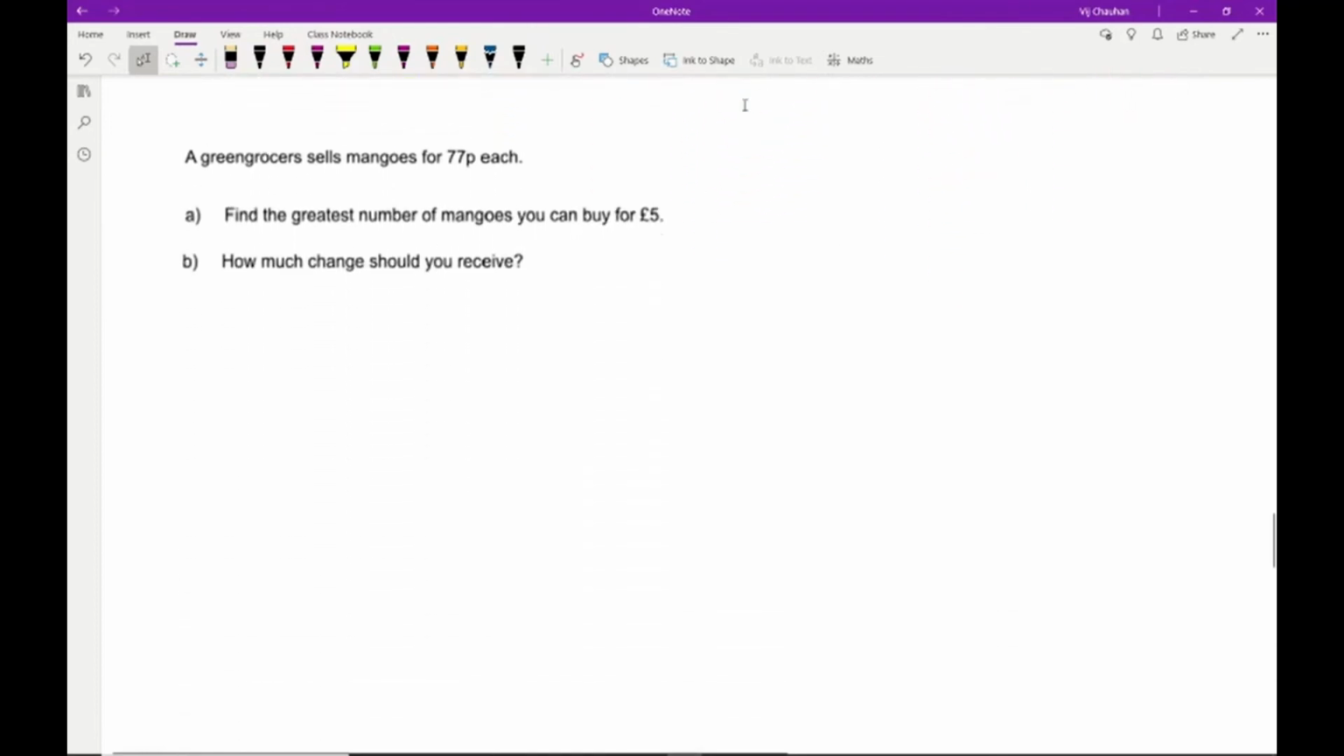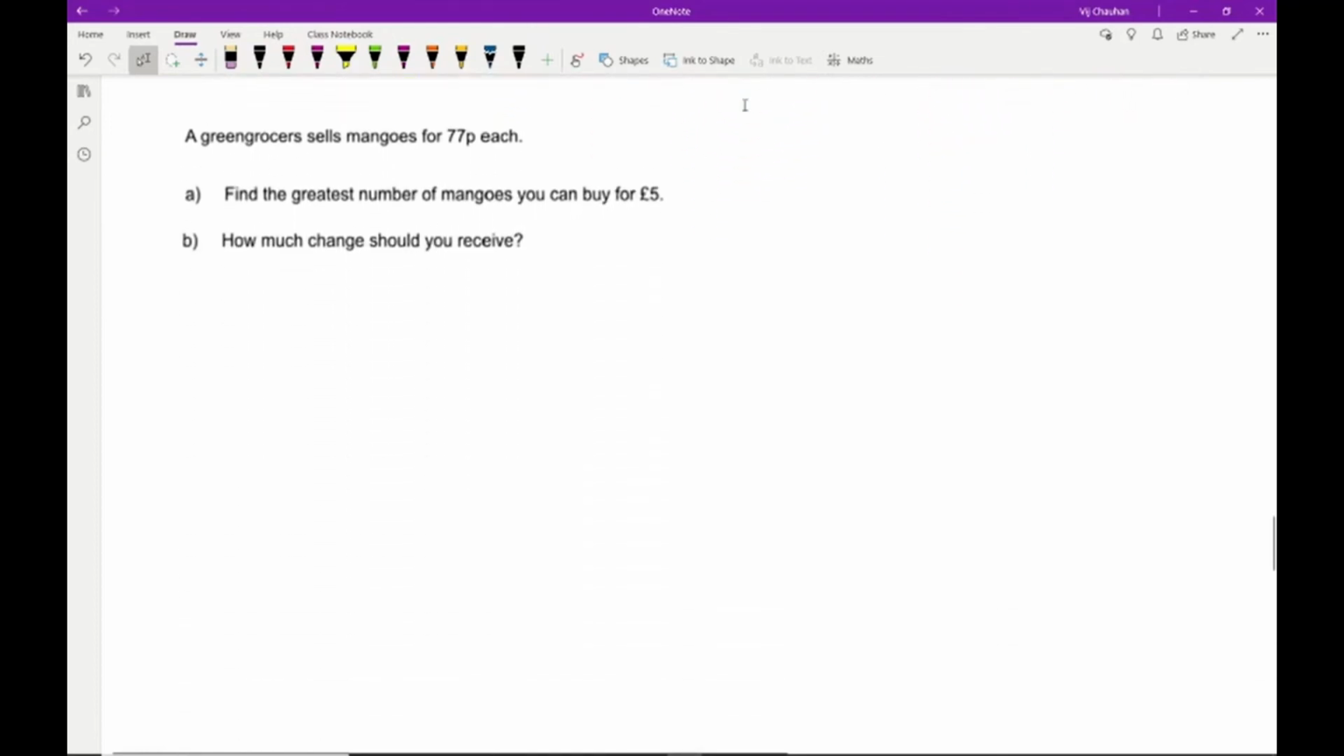So moving on to the next question, we're looking at greengrocers. So back at the greengrocers, so the greengrocer sells mangoes at 77 pence each. I think I know a place where you can probably find that cheaper. Find the greatest number of mangoes you can buy for £5.